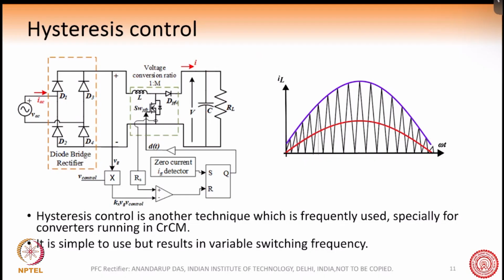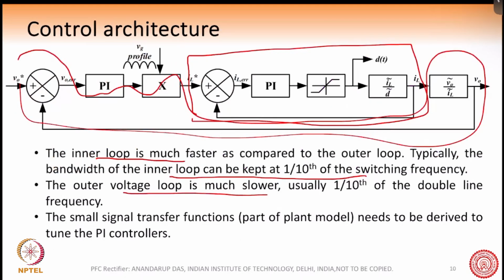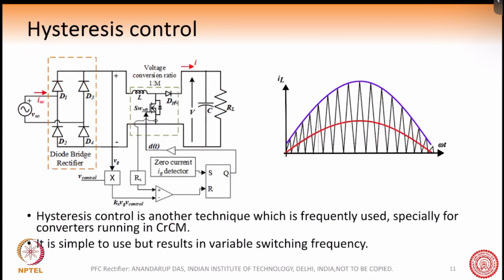For example, another control which is very frequently used is the hysteresis control. We'll come to this after a few slides and discuss it. But before that, I want to discuss a little bit about the hysteresis control. It is another control technique which is also very frequently used, especially for converters which are running in critical conduction mode. It is a very simple technique.